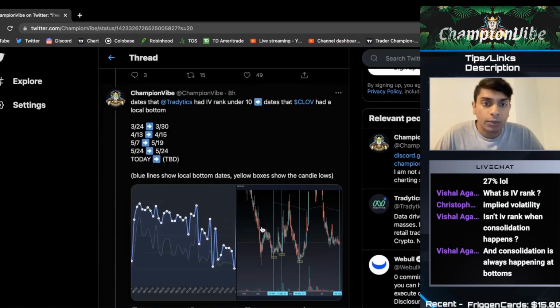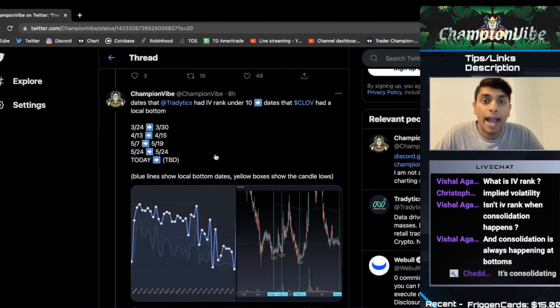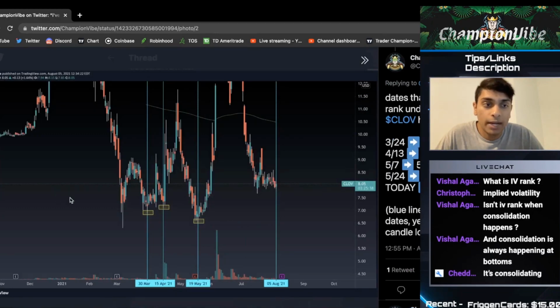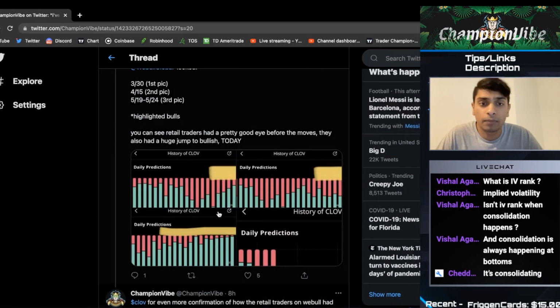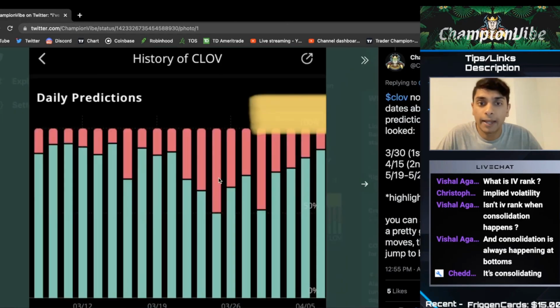Now, alongside this, we were talking about the Webull data, where at these lows that I'm showing you on the price, traders on Webull were able to identify very well that it was time for a move to the upside. You can see why I highlighted over here. The majority of these are green compared to red, right? Over here, it was 50-50, half the people were bullish, half the people bearish. And then the next day, boom, it went pretty bullish.